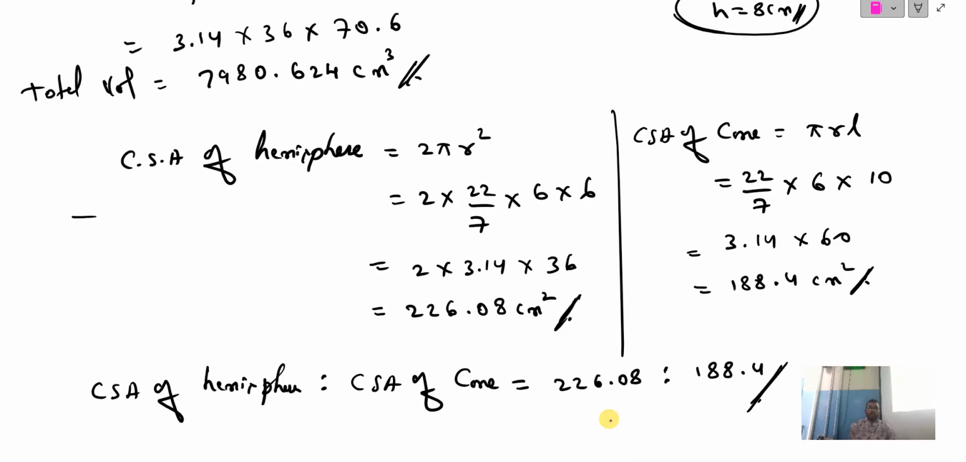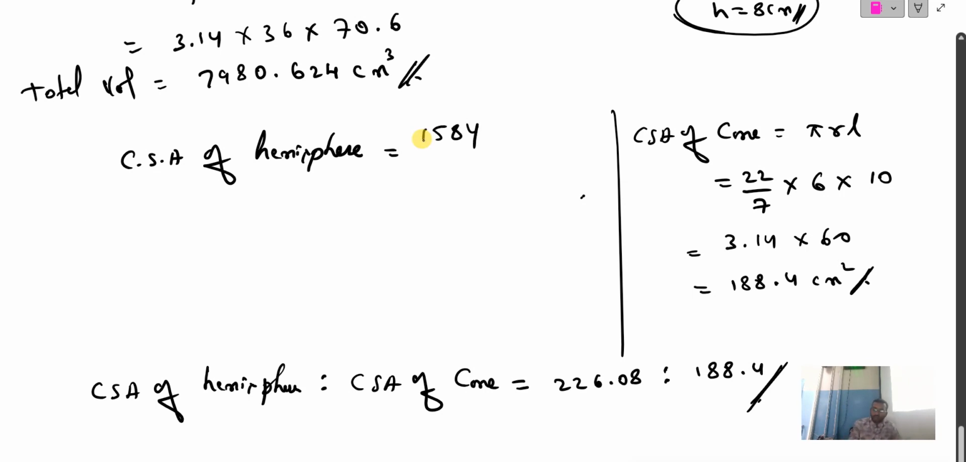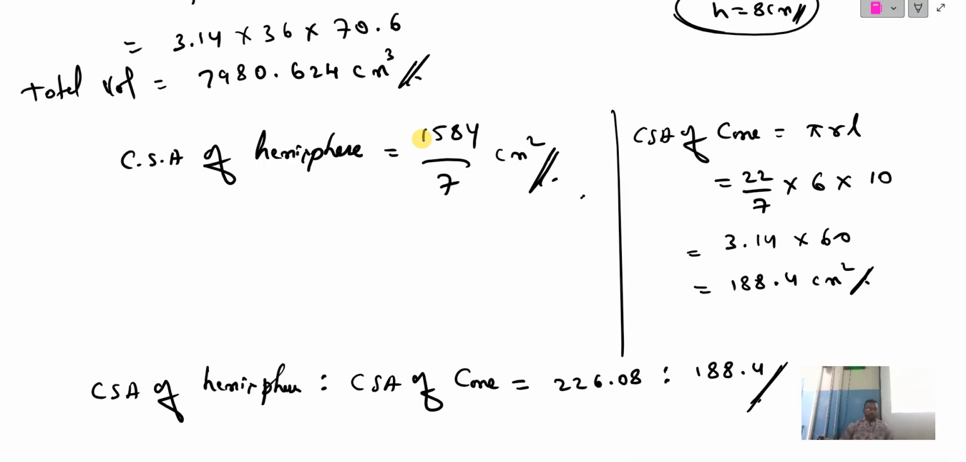Convert into proportion. This is A is to B. A is to B can be written as A by B. This is A and this is B. A by B answer. A is curved surface area of hemisphere. B is curved surface area of cone. A answer is 1584 by 7, divided by B answer 188.4. With this, nothing is there in the denominator, means by 1. So this can be written as 1584 by 7 into 1 by 188.4.